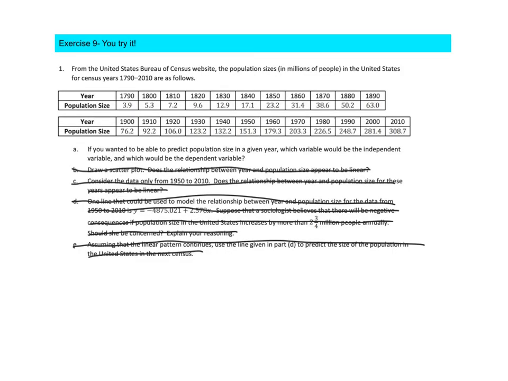All right, the last bit of practice I'm going to have you do here on your own, and we're going to just kind of check it off before we move into the closure and exit ticket. So it says, from the United States Bureau of Census website, the population sizes in the United States are as follows. Okay, we have two tables, has our years and our population size. What I want you to do is tell me which of these is your independent and which is your dependent. Okay, that is your first question that I want you to answer right here. What's independent and what is dependent? I'll give you about 10 to 15 seconds to do that. Okay, just write your answer off to the side.